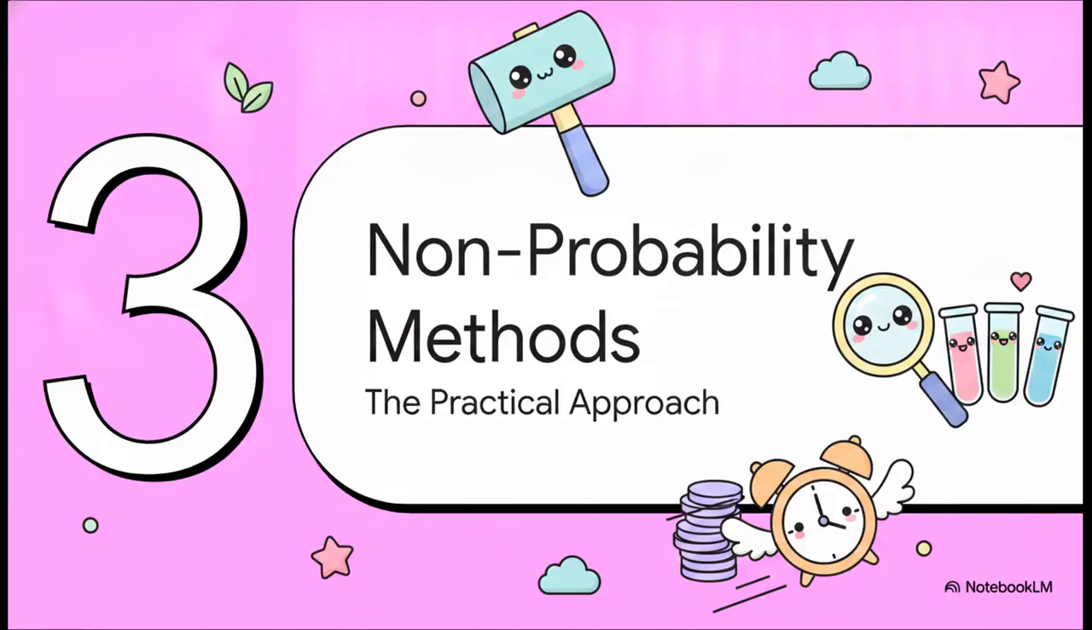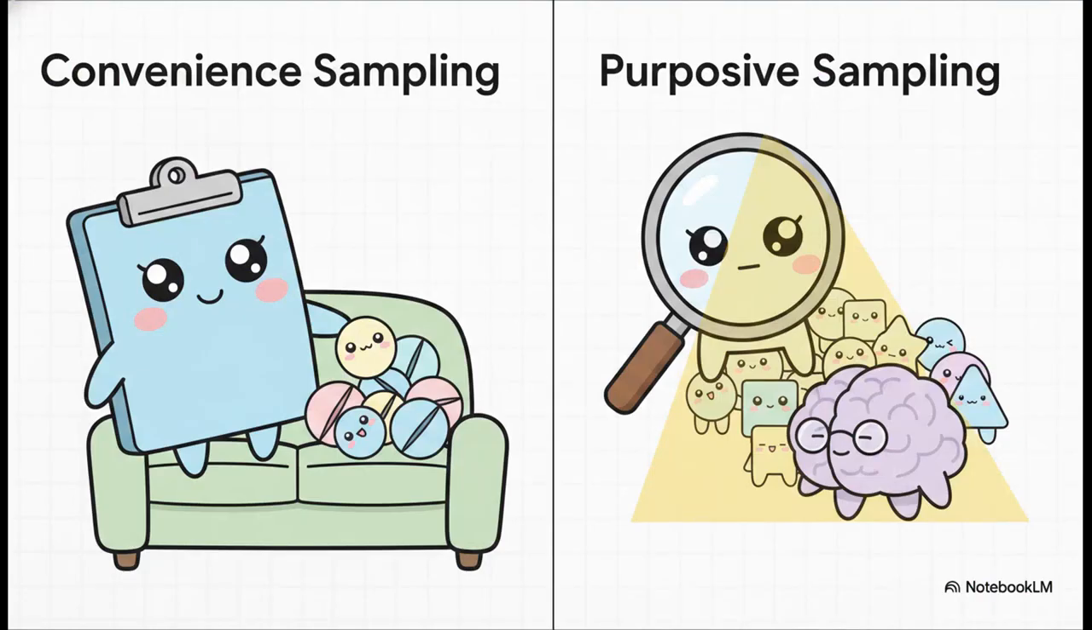Moving on to Section 3, Non-probability sampling methods, the practical approach. Over in this toolbox, selection is based on judgment or convenience, not strict mathematical chance. With convenient sampling, you're moving fast, grabbing whoever is most accessible, like firing off a drug interaction survey to whoever happens to be sitting in the pharmacy waiting area on a Monday morning. Is it perfectly representative of the whole town? Definitely not, but it gets you data quickly.